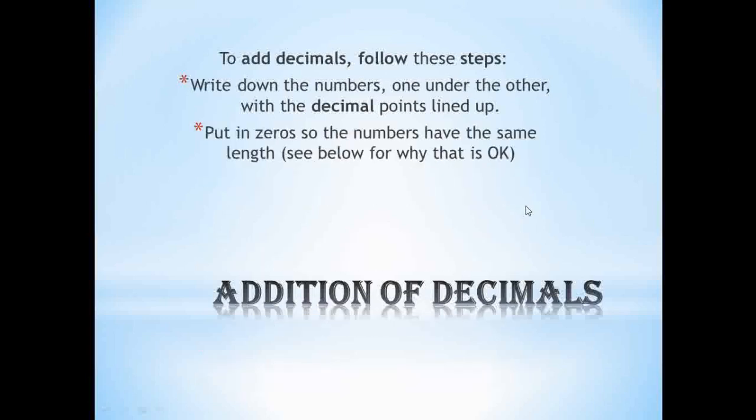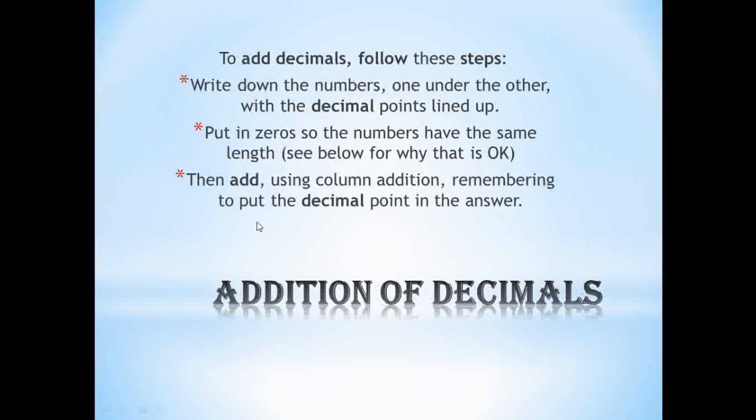Next, if after doing that we notice that some numbers look a little shorter or longer than others, we fill out all those places with zeros to ensure that all our numbers look nice and even, so that when we are ready to add we can go through the process smoothly. Then we add like we would add any regular whole numbers. Once we are finished, we bring the decimal point right down in the same line to our answer.